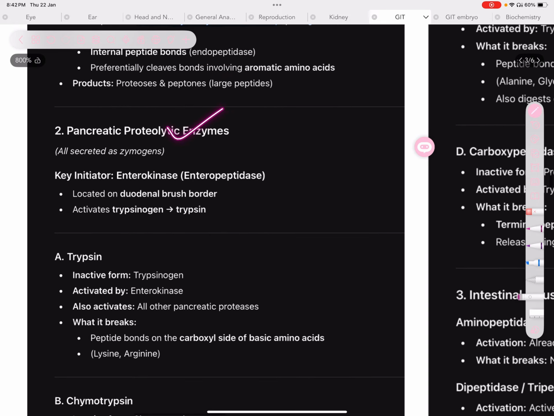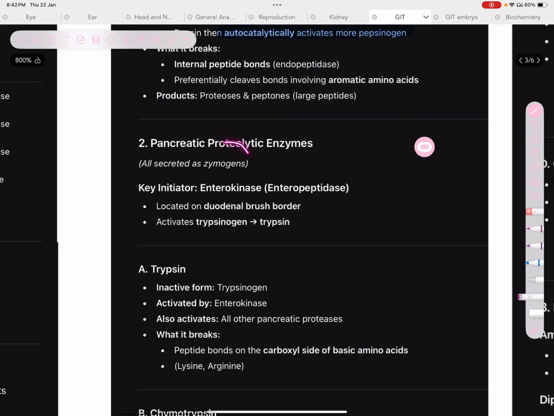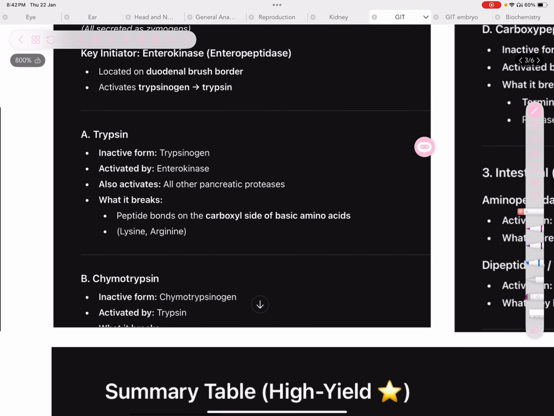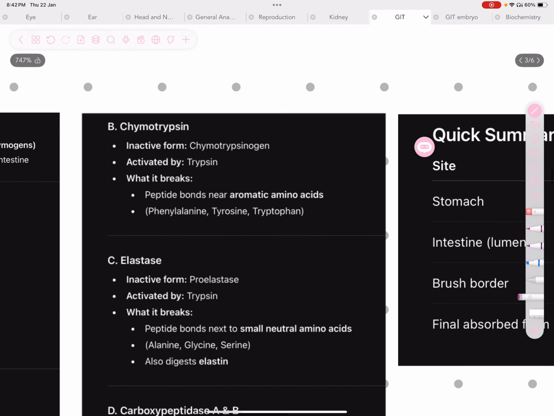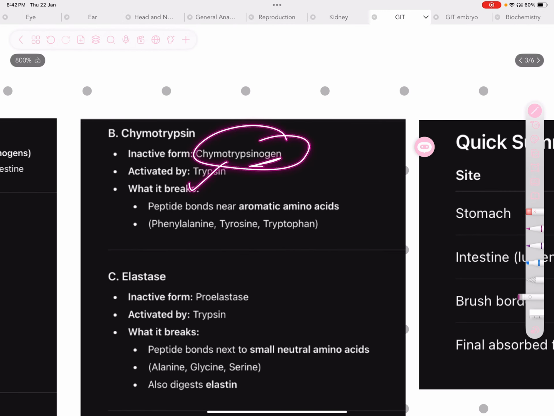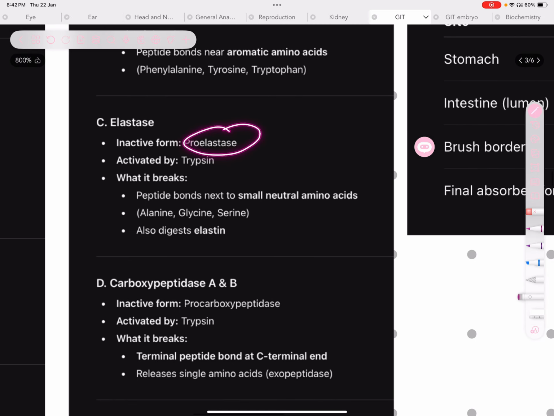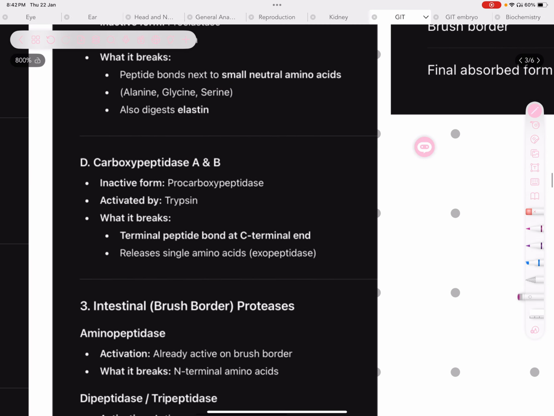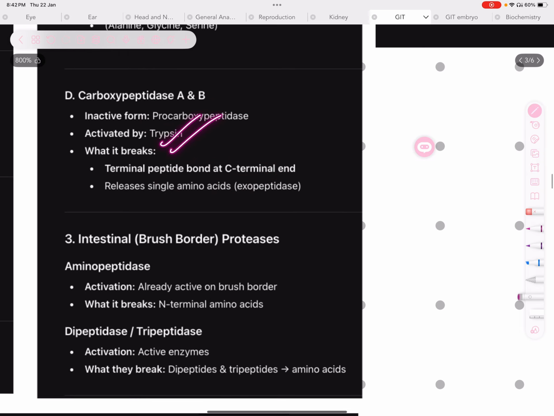Then moving forward, pancreatic proteolytic enzymes are all secreted as zymogens. The key initiator is enterokinase, which activates trypsinogen into trypsin, and then trypsin is going to activate the remaining pancreatic zymogens. Then you have chymotrypsin, which is secreted as chymotrypsinogen and activated by trypsin. Elastase is proelastase, activated by trypsin. Carboxypeptidase's inactive form is procarboxypeptidase, activated by trypsin.